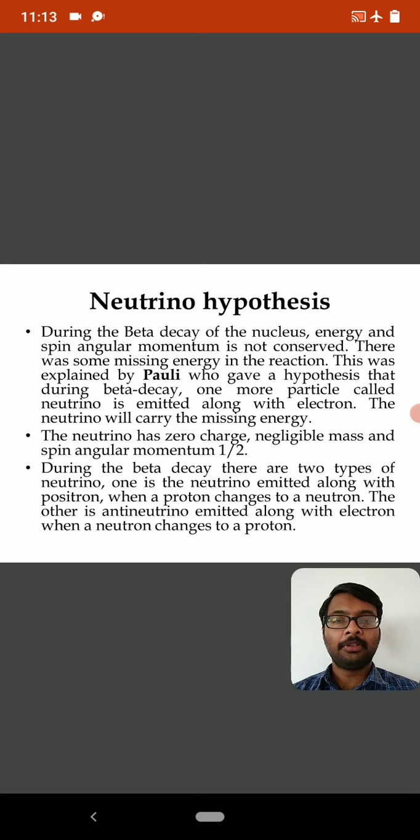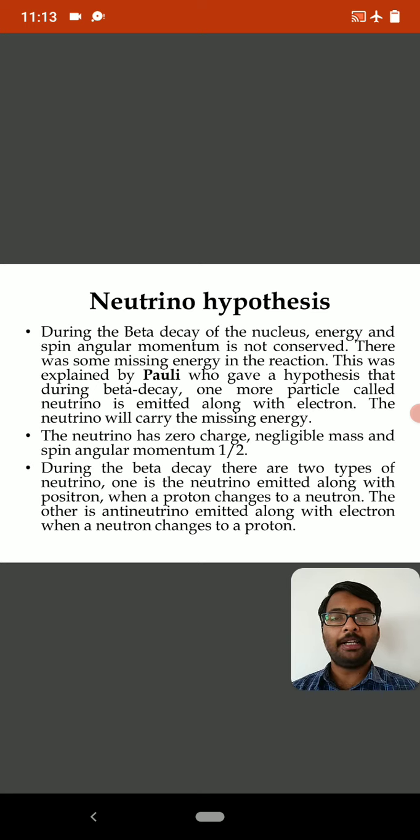In this class we have discussed the properties of beta radiations, then the types of beta decay. First, beta minus decay, in which a neutron is converted into a proton with the emission of an electron and an antineutrino. The second is beta plus decay, in which a proton is converted into a neutron with the emission of a positron and a neutrino. The third is electron capture, in which a proton captures one of the electrons and is converted into a neutron with the emission of a neutrino. Then we saw some examples for these three different beta decay processes.